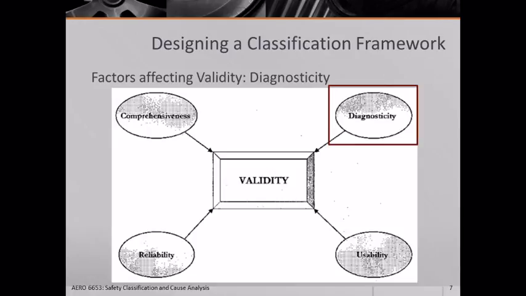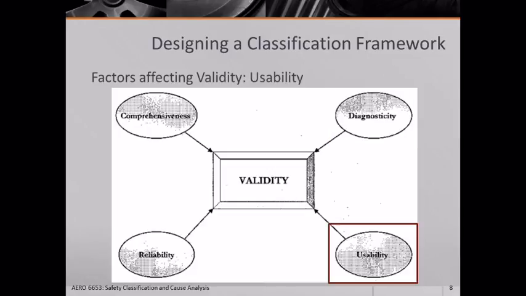When a classification framework can appropriately diagnose problem areas, mitigation efforts can be laser focused, laser guided to impact those areas, and we don't need to rely on intuition and conjecture, which we're learning is not the best way to initiate risk mitigation efforts. Next, usability is the ease and practicality with which the system can be used in real life.